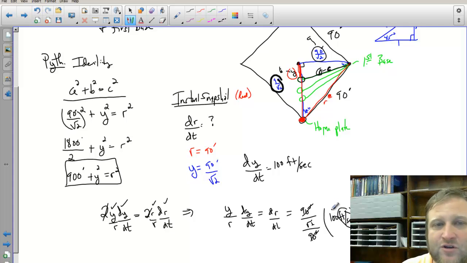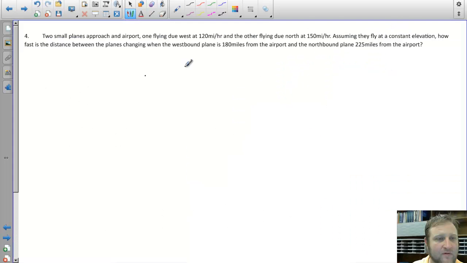Now let us move on to problem number 4. So two planes approach an airport, one flying due west at 120 miles per hour and the other flying due north at 150 miles per hour. Okay, so we have to draw a picture. I'm just going to put my airport right there.